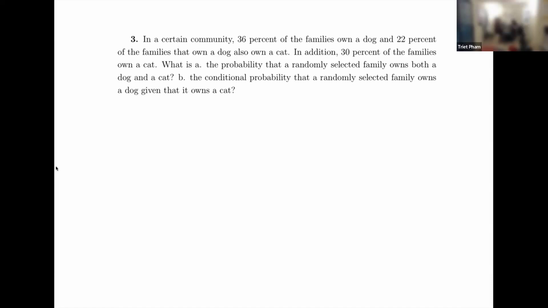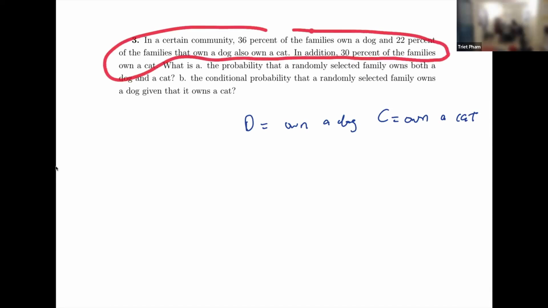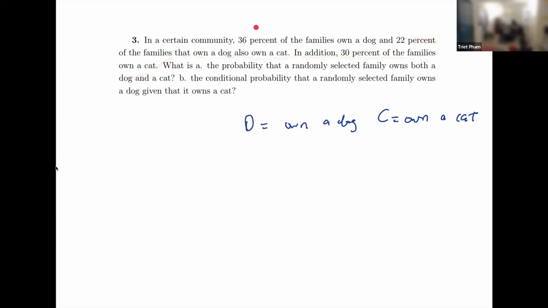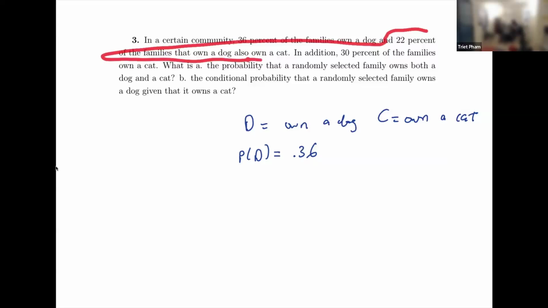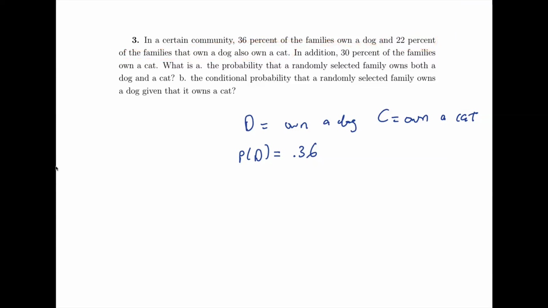Okay, so it seems like we have something like D for dog and C for a cat. Something like that. And so let's interpret these statements. This 36% clearly means P of D is 0.36. How do we interpret 22? What is that statement? Probability of C given D.